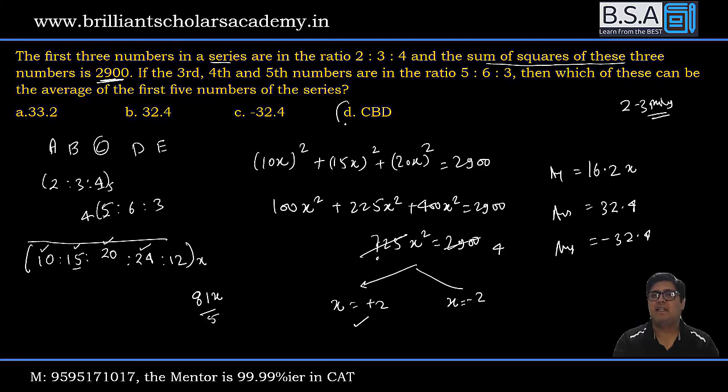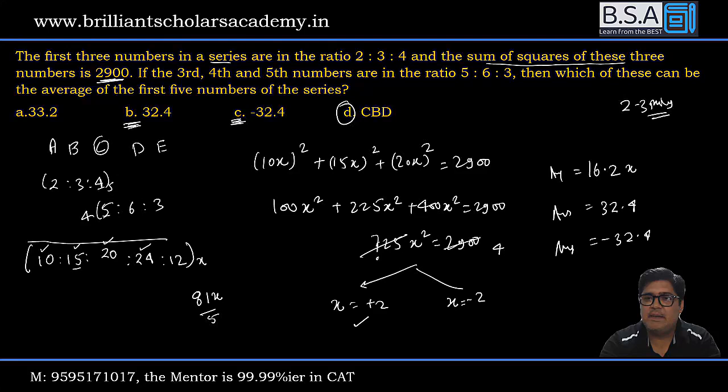Hence the answer is CBD. See, they are both available in front of you. 32.4 and minus 32.4. So what trick will the CAT person play on you? You'll be worried, can I take the negative multiplying factor? It says series of numbers. Series can be negative. Numbers can be negative.